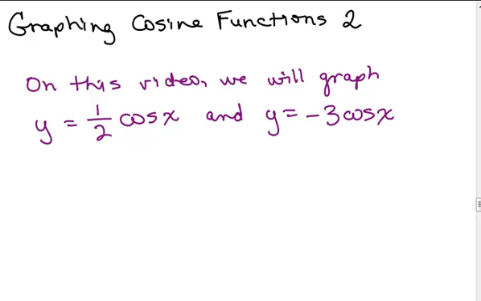This is part 2 of graphing cosine functions. And on this video, we're going to graph these two graphs, y equals 1/2 cosine of x and y equals -3 cosine of x.